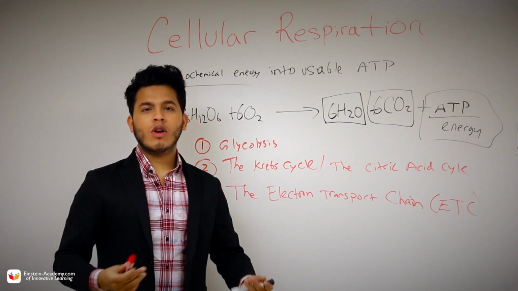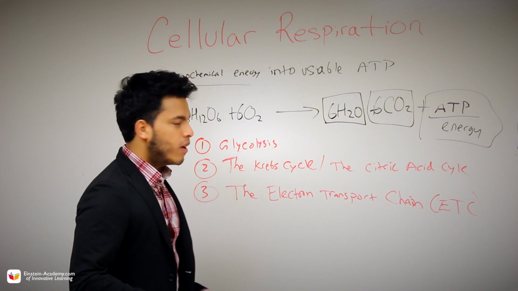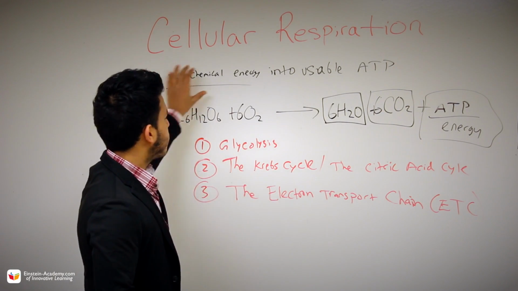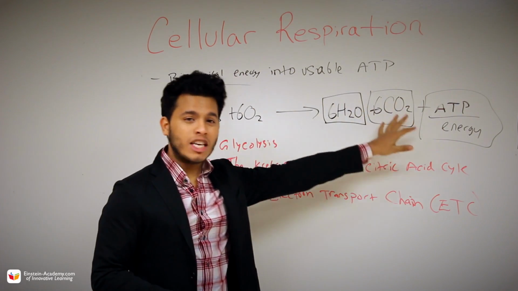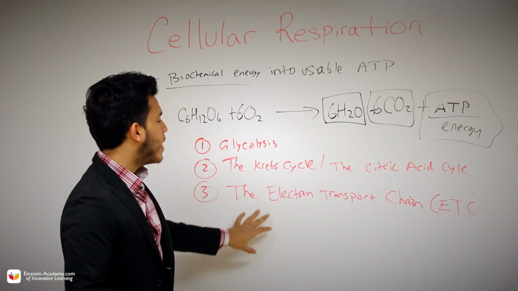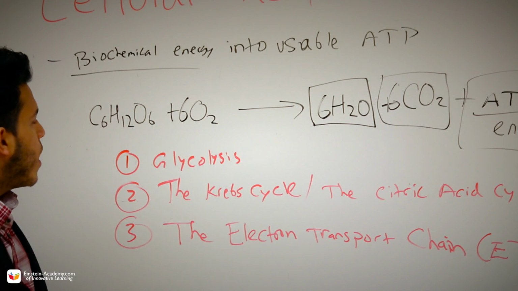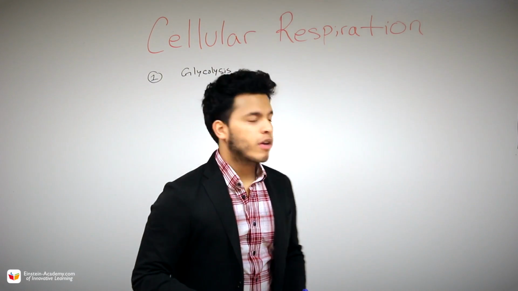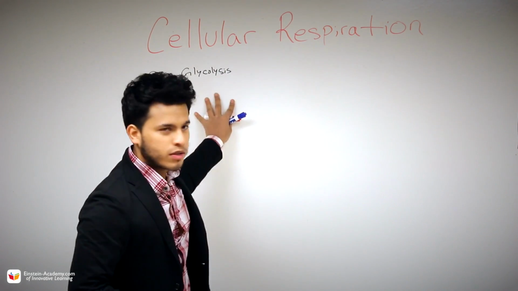So, how do you go about learning and memorizing this topic? Very simple. First, understand that cellular respiration is the breakdown of biochemical energy into usable ATP. We need three steps: glycolysis, the Krebs cycle, and the electron transfer chain. Now, we're going to go into glycolysis. So let's start off with the first topic that we have to understand, which is glycolysis.